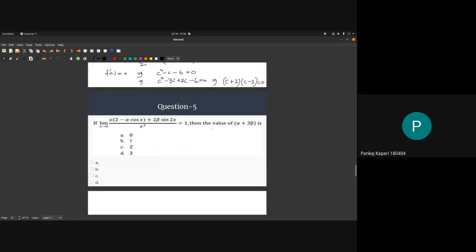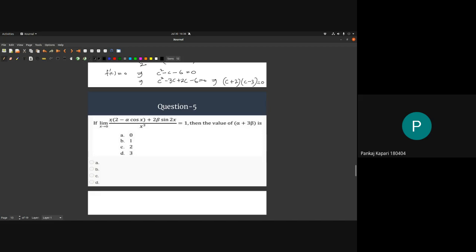So this is one of the problems based on indeterminate forms. We have to find the limit of some function which has an indeterminate form when you evaluate it at 0. Here you have to find its limit as x tends to 0. In this problem, you have to find the value of alpha plus 3 beta, because we know that the limit of this function at x equal to 0 is 1, right?